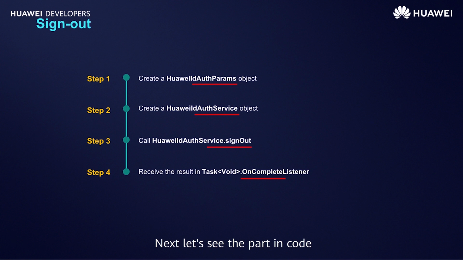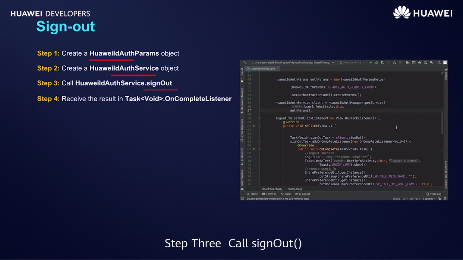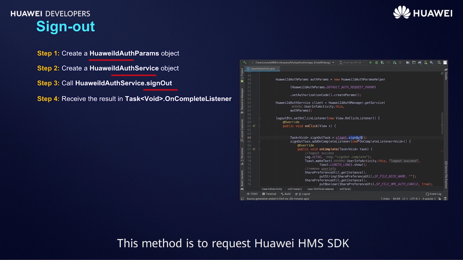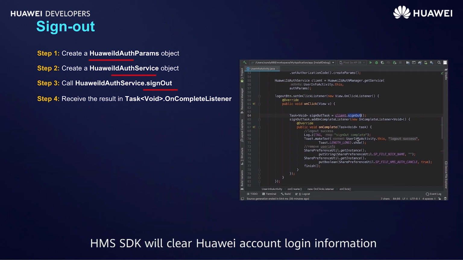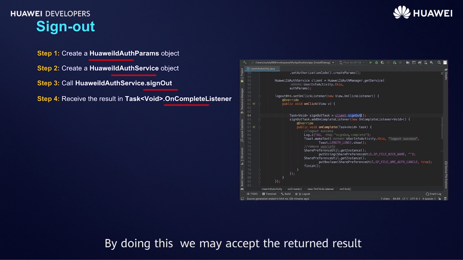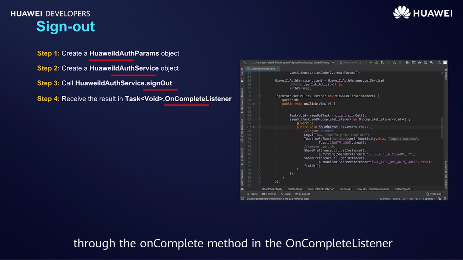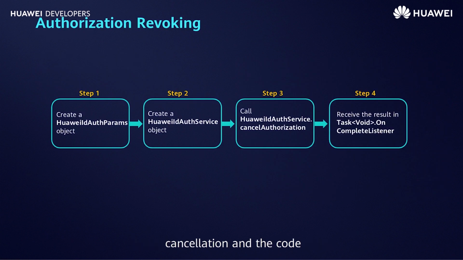Next, let's see the part in code. Step 1, Step 2. These 2 steps are the same as authorization, so we won't introduce them again. Step 3, call signout. This method is to request Huawei HMS SDK to exit the Huawei account. After receiving the order, HMS SDK will clear the Huawei account login information. After finishing cleaning, it will return the logout result to the application. By doing this, we may accept the returned result through the onComplete method in the onComplete listener of the monitoring interface.